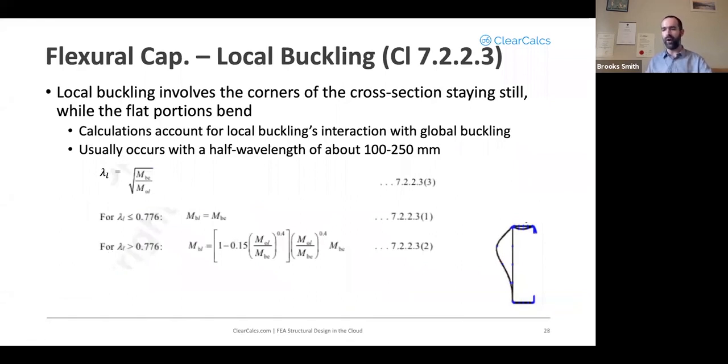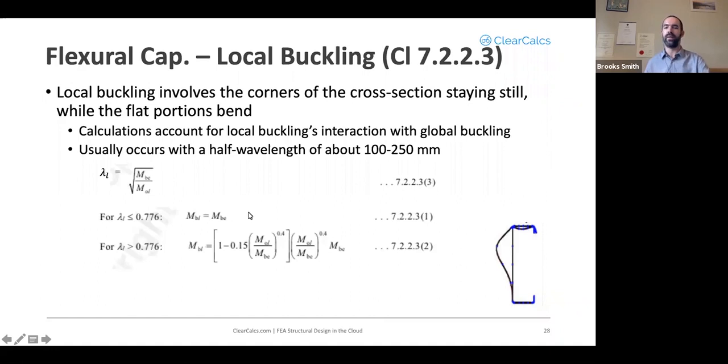Once you have those M0L and M0D values, you can make use of those within the calculations in clause 7 in the AS4600. Local buckling in cold form steel terms involves the corners of your cross section staying still while the flat portions of the cross section bend. So something like what you see in the lower right here, where the web and the flange are bending outwards or inwards, but the corners of the cross section are still staying in the same place.